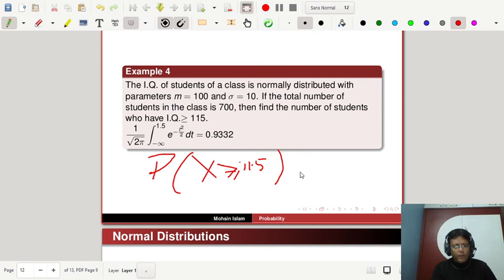Lastly, you will calculate the probability. Suppose this probability is 0.06. So what is the number of students? You have to multiply it with 700 to get the exact number of students in this case.